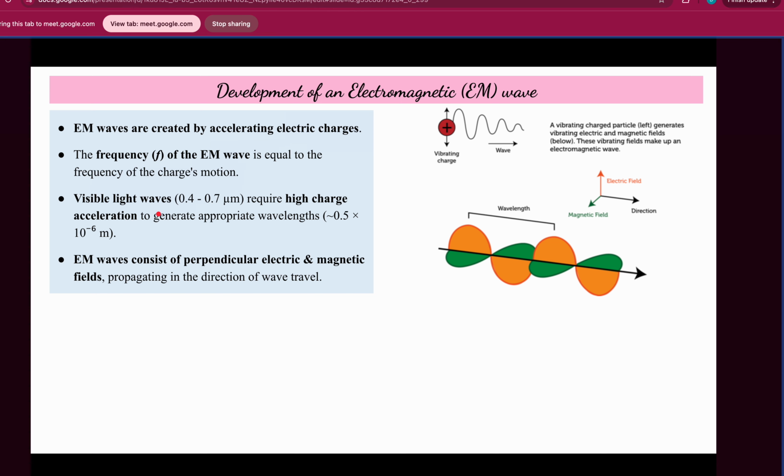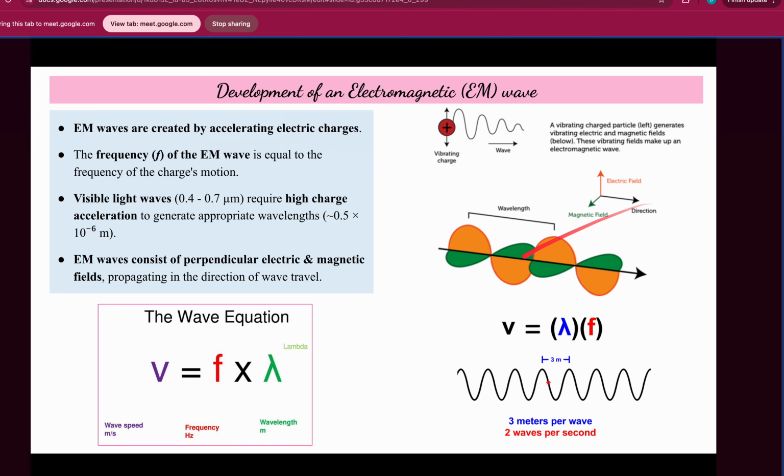frequency. When we talk about visible light waves, they have a wavelength from 0.4 to 0.7 micrometer, which requires high charge acceleration to generate such a wavelength, which is approximately 0.5 times 10 to the power minus 6 meters, which is 0.5 micrometer. EM waves consist of perpendicular electric as well as magnetic field components, and this is the propagation of the wave. Wave propagation will always be perpendicular to both the electric and magnetic field. So this is the wave equation, which means the wave speed is equal to the product of frequency and wavelength.